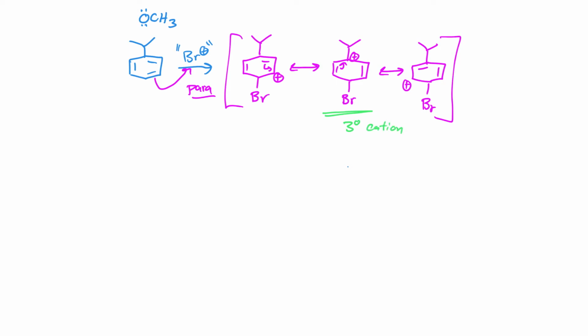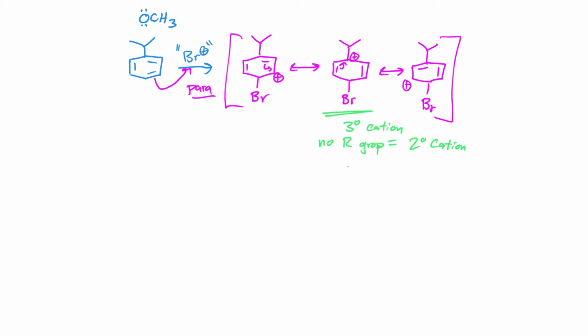Otherwise, if there was no R group, it would be a secondary cation. So here is the advantage we have with a simple alkyl group. We don't have an additional resonance structure, but we do get a slightly more stable cation intermediate here. This is tertiary, where otherwise it would be secondary. So you can see here that an alkyl group still directs ortho-para.